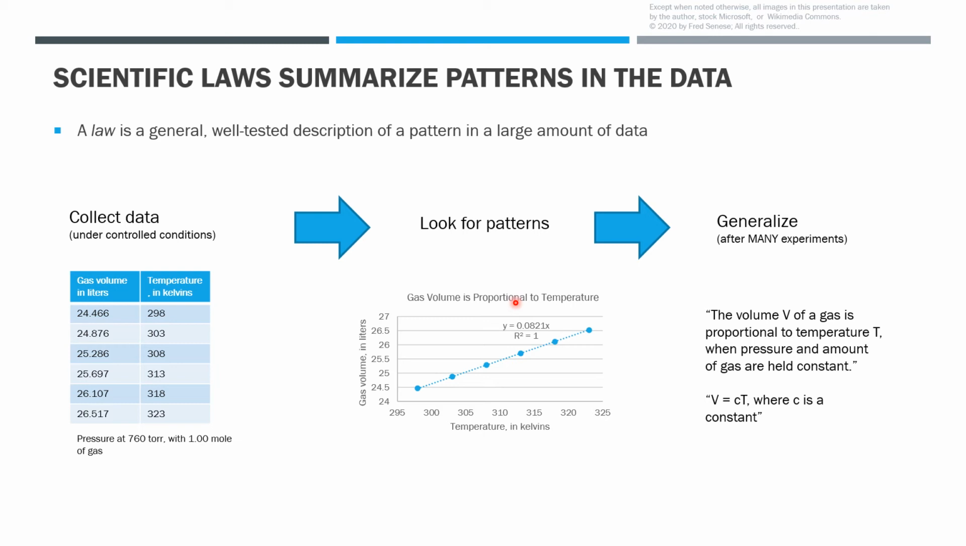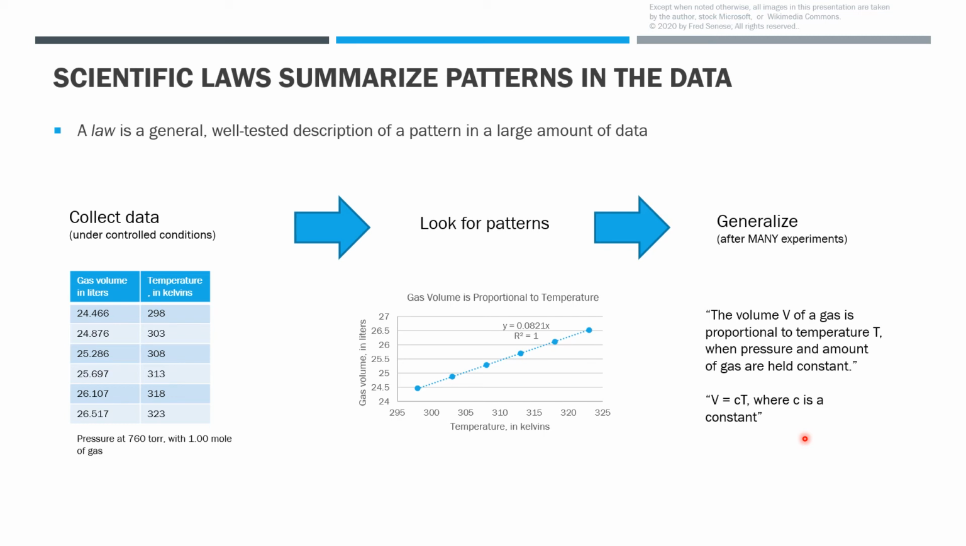After many experiments, we can summarize the pattern that we've seen either as a statement, say, the volume V is proportional to the temperature at constant pressure with a fixed amount of gas, or we can do it mathematically as an equation. Notice this is much shorter. We can say volume V is proportional to temperature by saying volume is some constant times temperature.